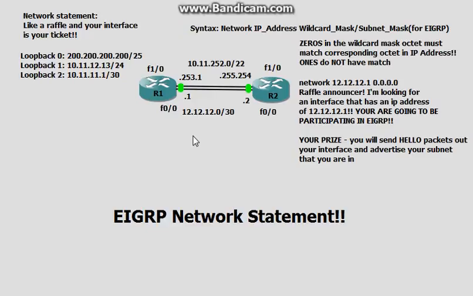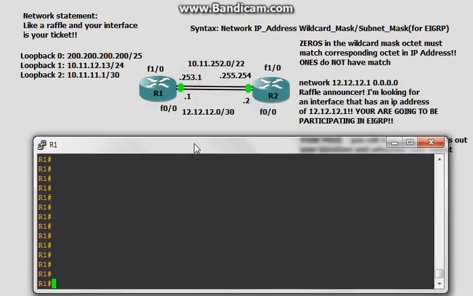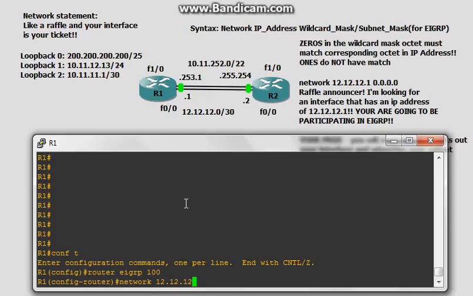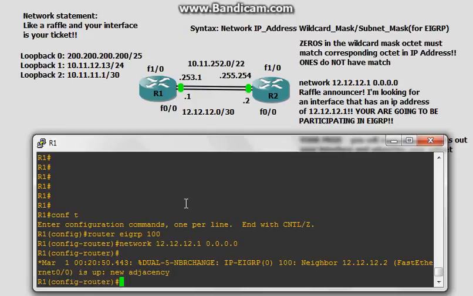So let's configure this, and let's see these hello packets get sent out of the F0/0 interface. So let's bring up router 1. Go into config t. And the autonomous system for this network is 100. And let's do that statement. Network 12.12.12.1 0.0.0.0. And bam, we immediately got a neighbor.